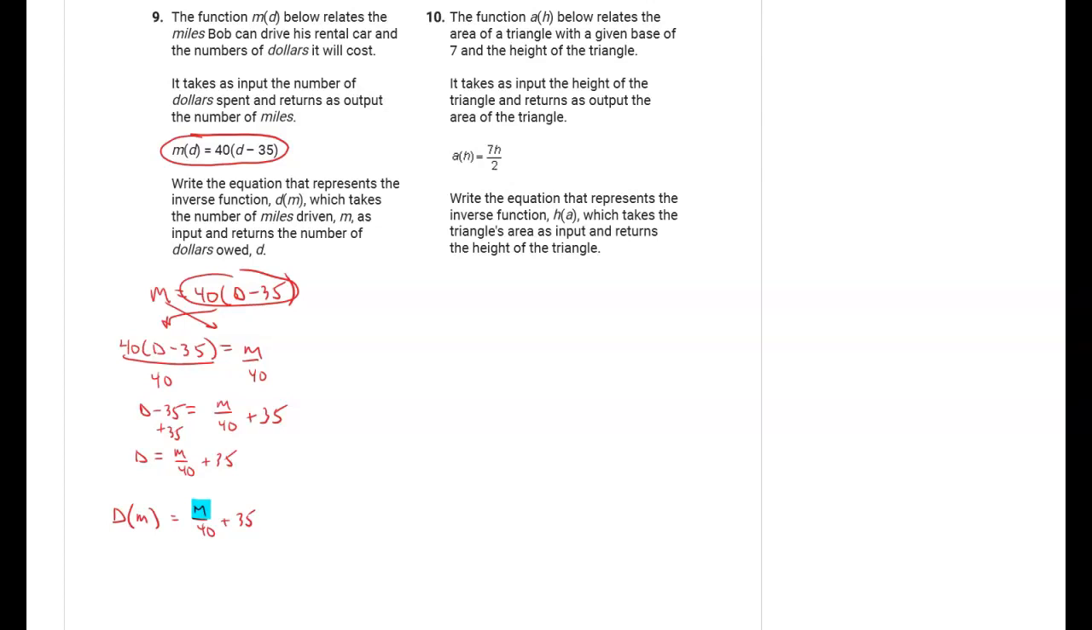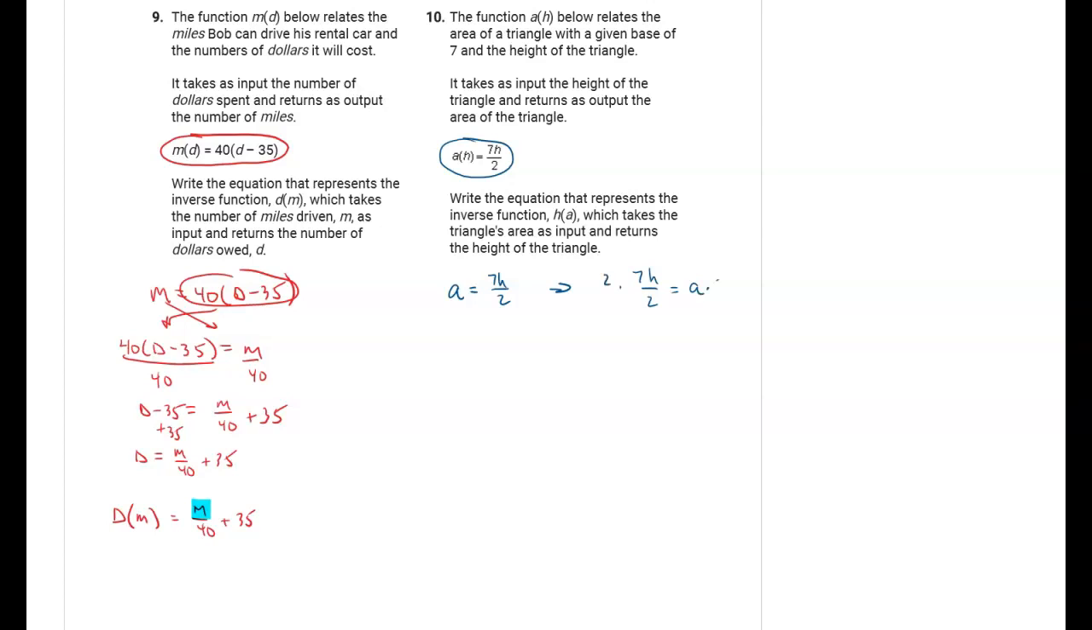The function A of h below relates the area of a triangle with a given base of 7 and the height of the triangle. It takes as input the height of a triangle and returns as output the area of the triangle. So you have this formula here. So our output right now is A equals, right, 7h over 2. So we're going to rewrite this as 7h over 2 equals A. And what we're going to do is solve this equation for h.